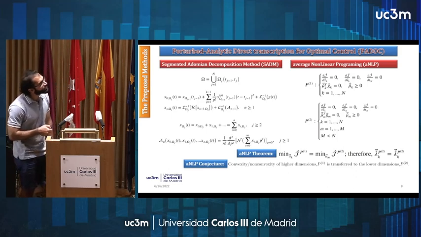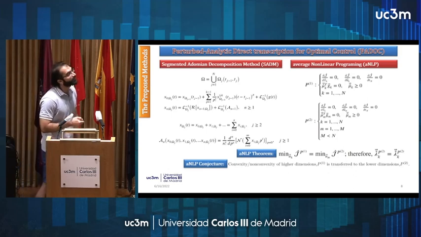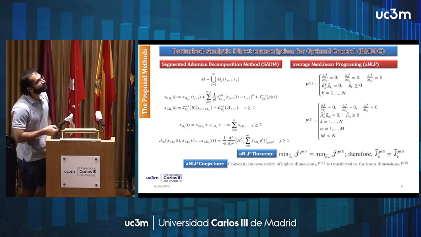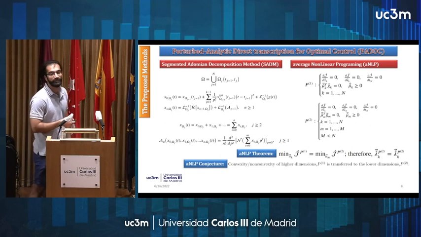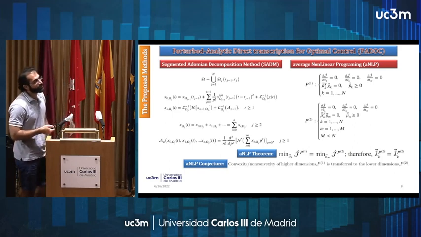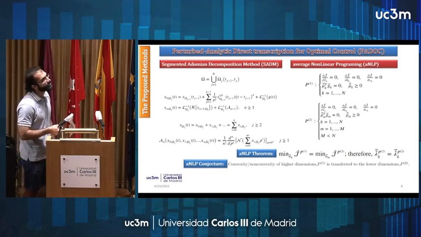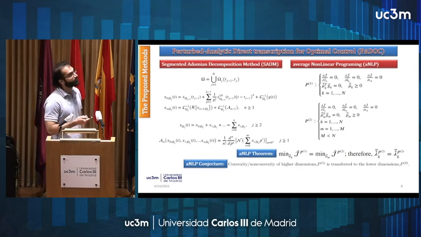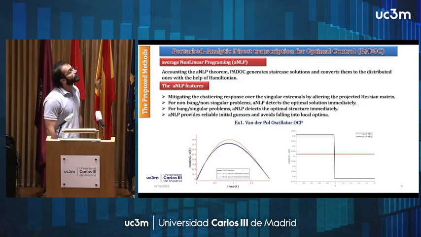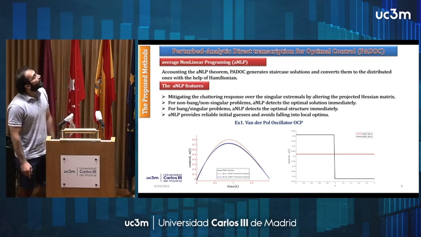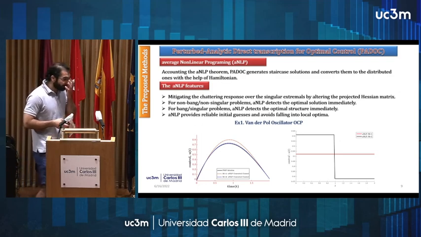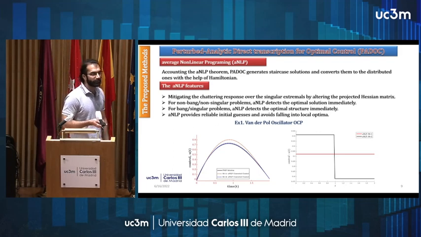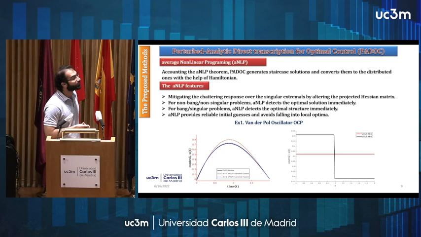The ANLP conjecture is that the convexity or non-convexity, or better said all the information of higher dimensions, which is related to P1, can be transferred to the lower dimensions. So by understanding the structure of the lower dimension, we can simply identify the structure of the higher dimensions. Here, accounting for the ANLP theorem, PADOC generates staircase solutions and transforms them to the distributed ones with the help of the Hamiltonian.